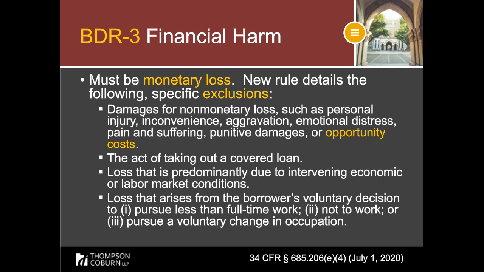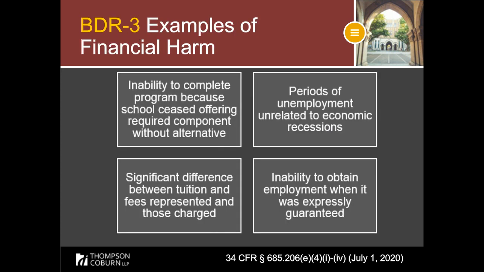Okay. Now, here are some examples that the department would consider valid examples of financial harm. Inability to complete the program because the school ceased offering a required component, without an alternative. Periods of unemployment unrelated to economic recession. So everybody else is going gangbusters, and this borrower is not, despite having successfully completed your program. Inability to obtain employment when it was expressly guaranteed. Hopefully no one on the phone is expressly guaranteeing employment to graduates. If you are, we should talk on the side. A significant difference between tuition and fees represented and those charged. Okay, and that's another one that schools should pay attention to.